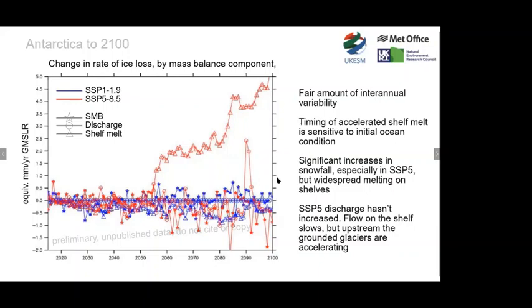There are changes in surface mass balance too. It's not so apparent in these annual rates, but under SSP5, it's still going to be too cold to melt ice in the summer, but thermodynamically we expect an increase in snowfall and accumulation, and we do see that.